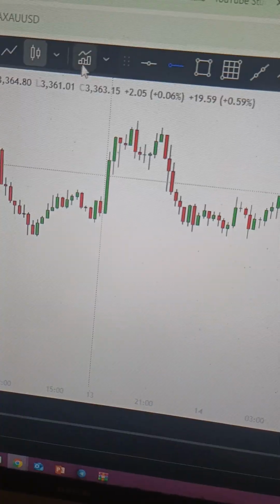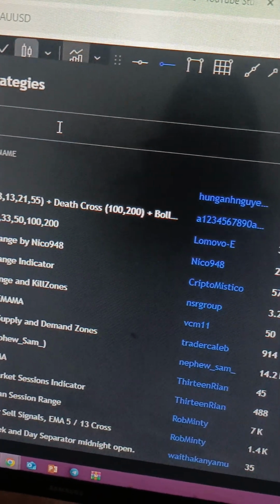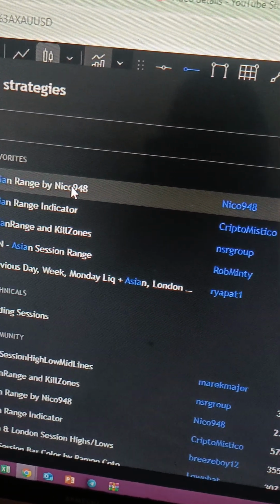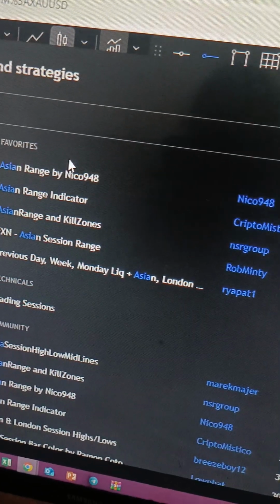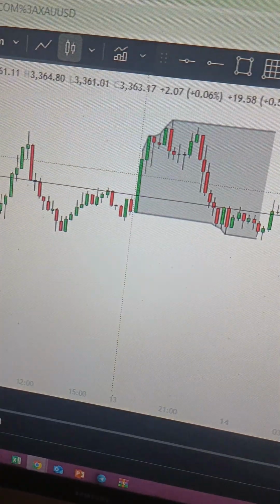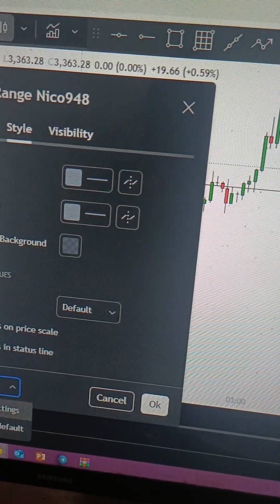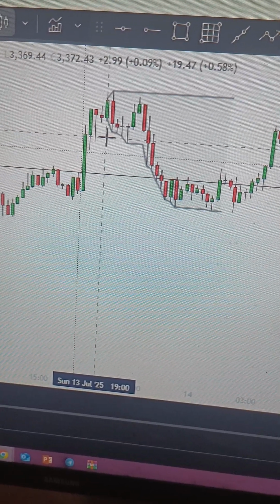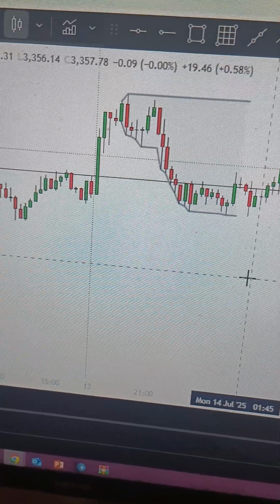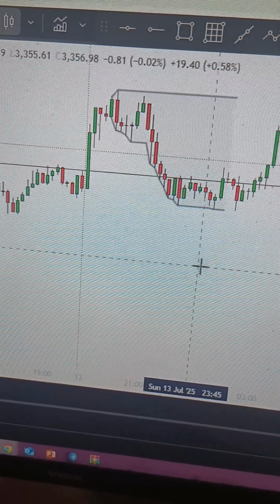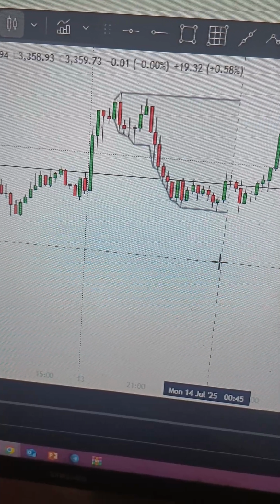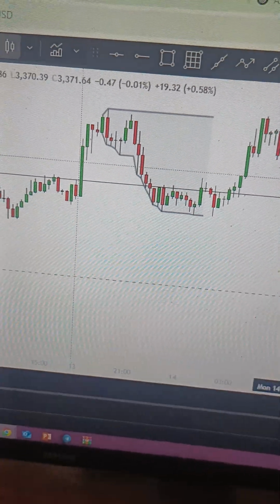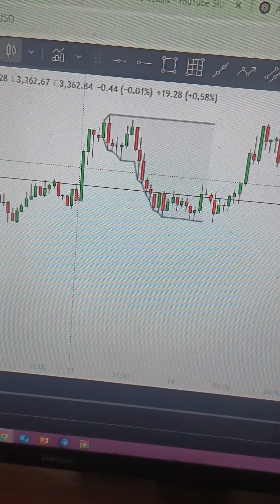Let's try another one. There are so many sessions. We can try Asian session. Nicole, have we done this one? No. Settings. So this one starts at 19 and ends at 0.45. So when you come across these, there are several indicators that show sessions.